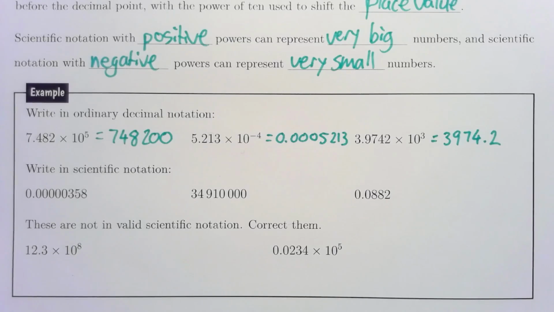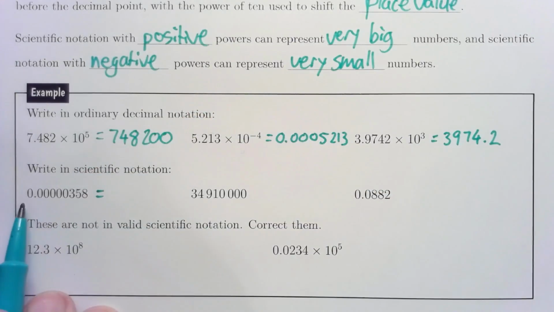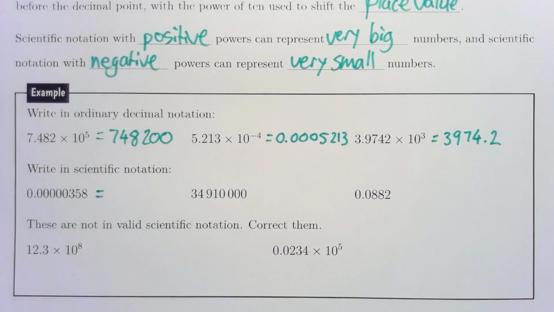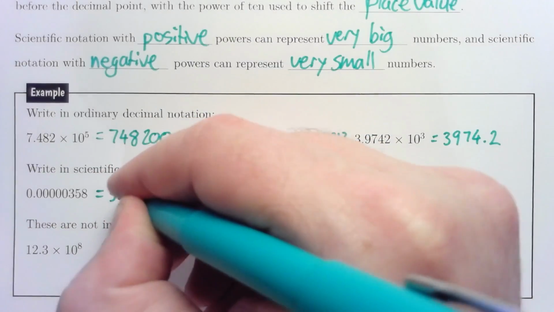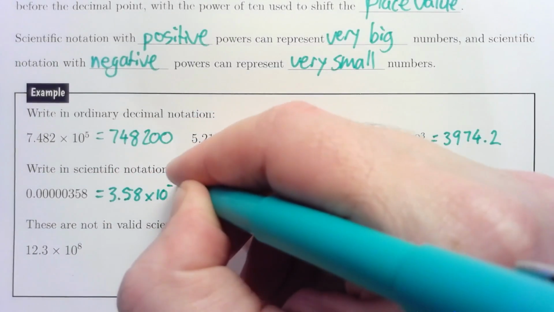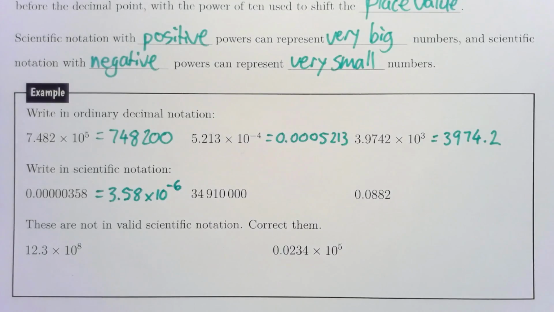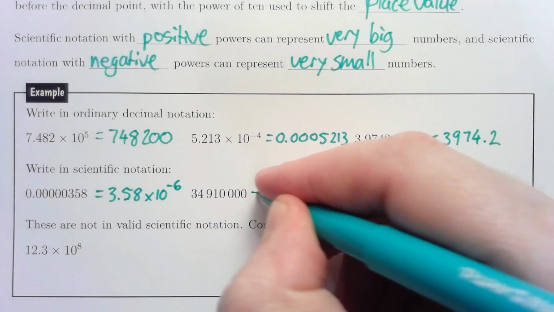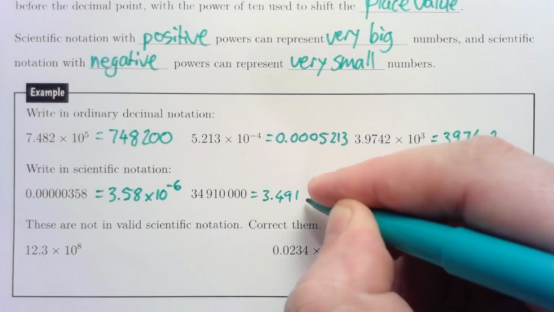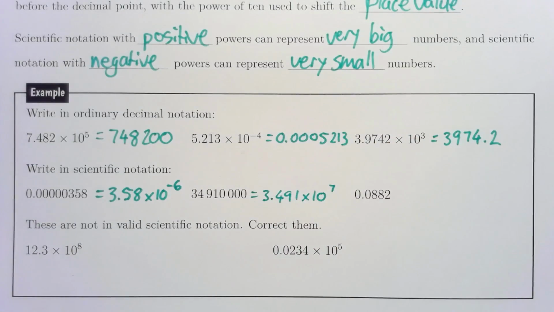Now, more conveniently is taking our either very small or very large numbers and writing them in scientific notation. So this number has its first digit in the 6th place to the right. So this is 3.58 times 10 to the power of negative 6. This number has its first digit in the 7th place to the left. So this is 3.491 times 10 to the power of 7.